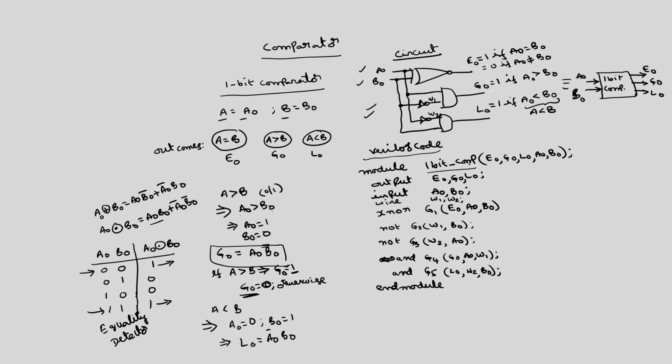So, I have given the name as 1 bit comparator. The inputs are A0, B0, outputs are E0, G0, L0. So, how to realize a 2 bit comparator? We will proceed in a progressive manner to the higher order comparators. 2 bit comparator. A is a 2 bit number, A1, A0, A1 is MSB, A0 is LSB, B is B1, B0, B1 is MSB, B0 is LSB.